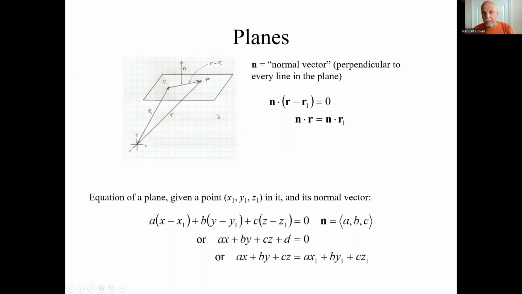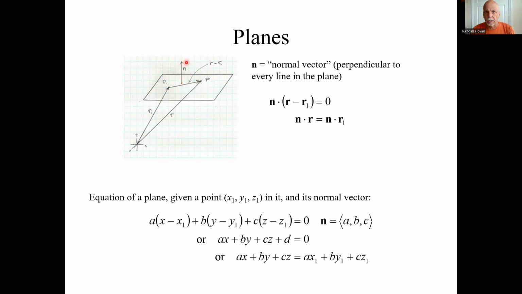Okay, now on to planes. Here's a plane out there in a coordinate system. We have x, y, and z. A point up there, we could describe it with position vectors. So P1 has position vector R1 to it. The generic point P in the plane has a position vector R. So this little difference vector, R minus R1, is a little vector in the plane.